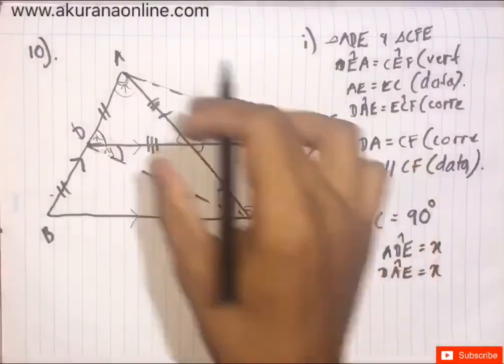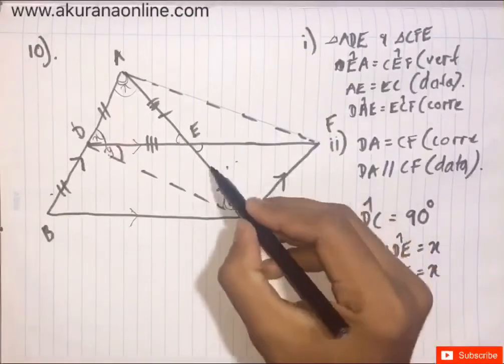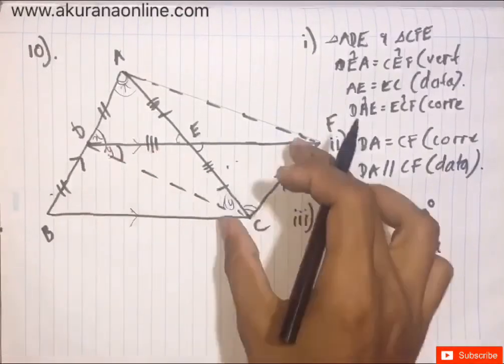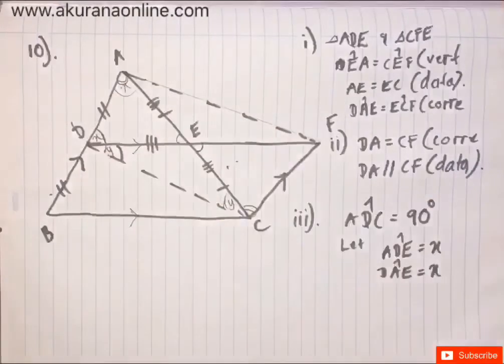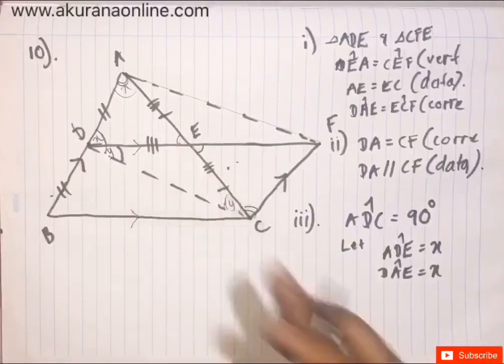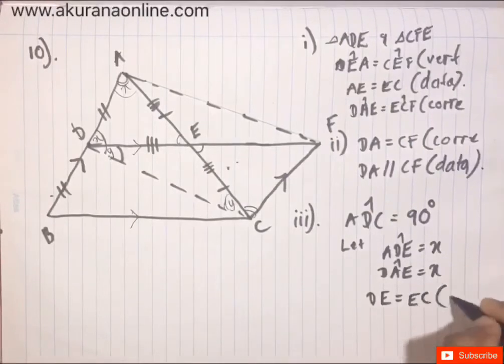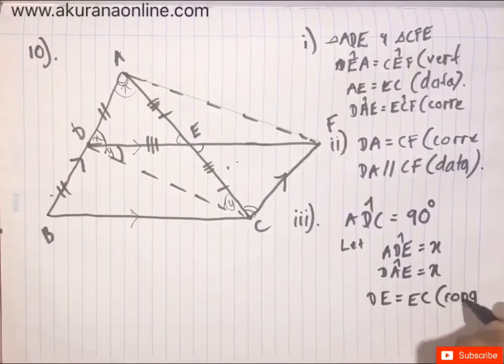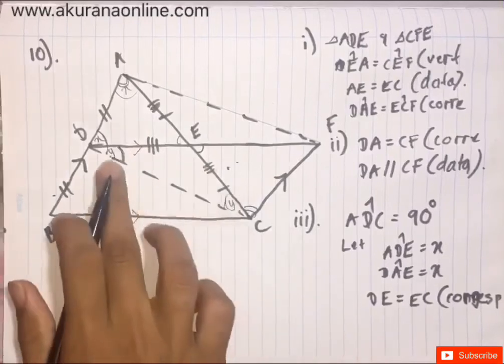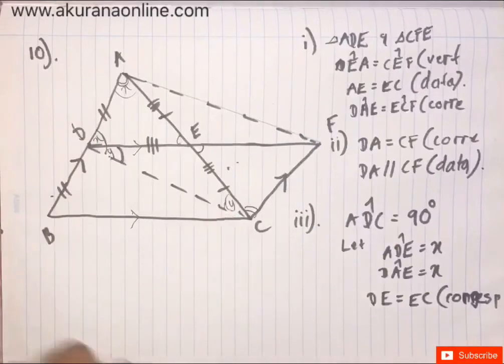Now since we have proved these two are congruent, these two sides are also equal. What is the reason? Because they are corresponding sides of congruent triangles. Already you have proved. Since these two are equal, you can say DE is equal to EC. What is the reason? Corresponding sides of congruent triangles. Now since these two are equal, if this is equal to Y, you can say that this is also equal to Y.